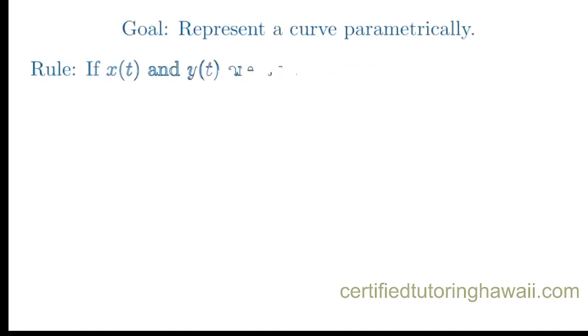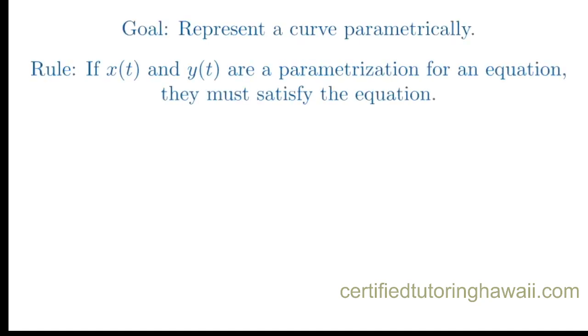When we have an implicit function, like x squared plus y squared equals 25 for a circle, the parametrization we create must satisfy that original equation for every single value of our parameter, t. Let's make that idea concrete with a simple example.